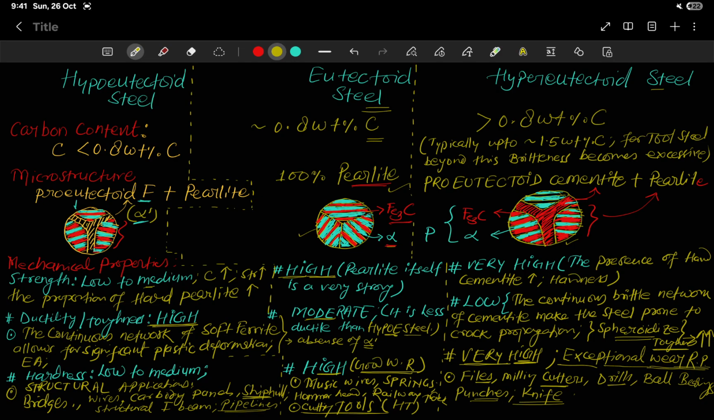But before using these steels, we have to do their heat treatment. We will explore this section in further lectures. So this is all for today.